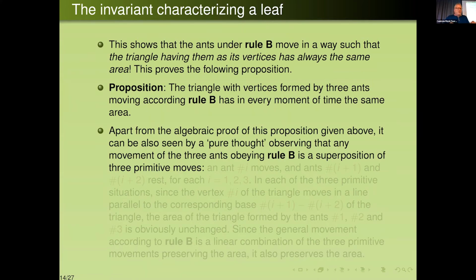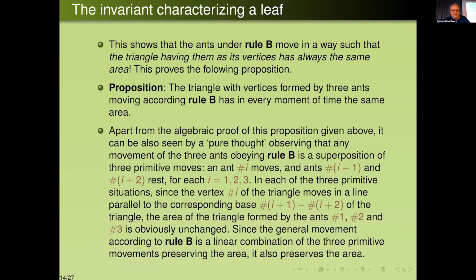Because every movement of them consists of three primitive moves. So think about this. If two of the ants don't move and one moves, it's still according to the rule. But if the one moves, it can only move parallel to the base of the triangle. So when the one ant is moving, the triangle is changing, but the area of the triangle is the same because the height of the triangle is the same, right? And if the other moves and they stay, that's the same. And actually the general movement is a linear superposition of these three movements. So they must preserve the area, right? Okay, so that's what it is.